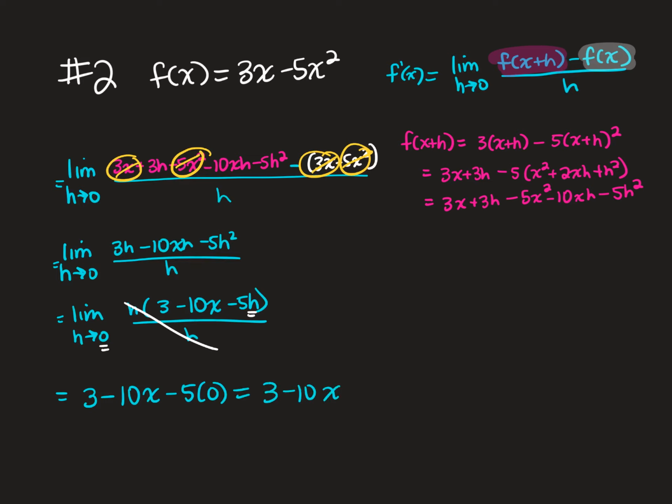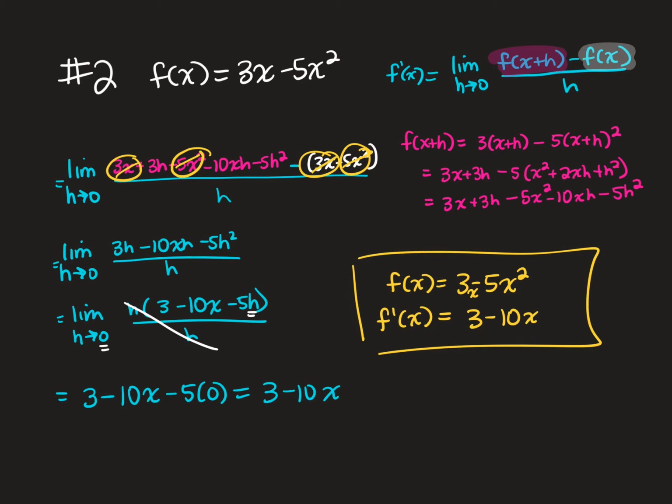So once again, I want to write down what my original problem was. f of x was 3x minus 5x squared, and the derivative was 3 minus, oops, I missed the x up here, minus 10x. And again, I'm doing that so we can look at that as our starting point for the next lesson.